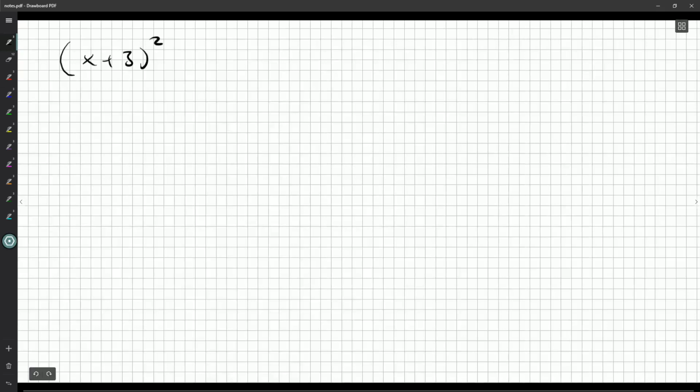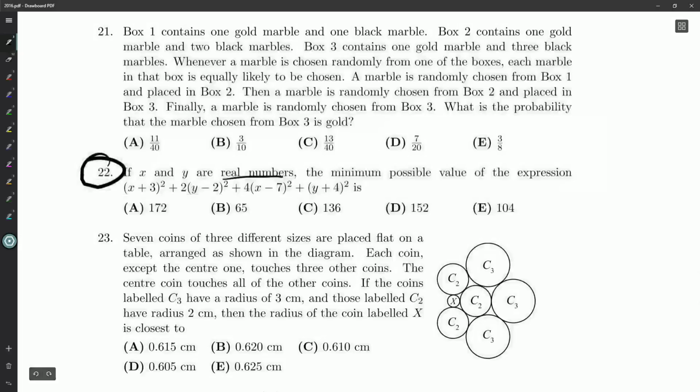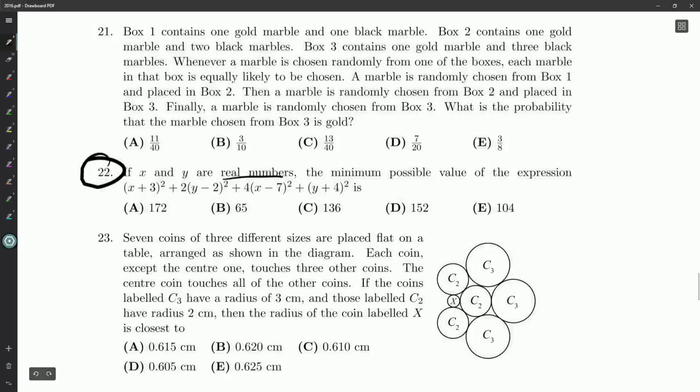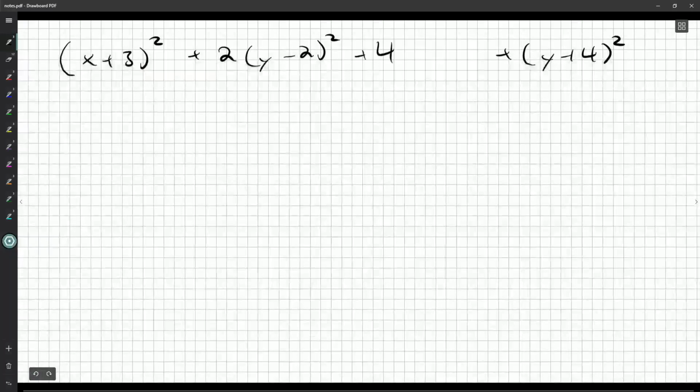(x + 3)², (2y − 2)², I think it was a plus (y + 4)² at the end. These are all being added together, right? Yes, everything's being added. And then (4x − 7)². Alright, so first thing that draws my attention, the x's are sort of self-contained and the y's are self-contained.